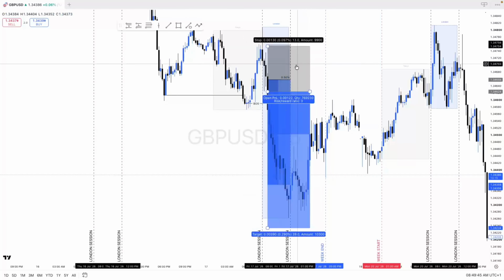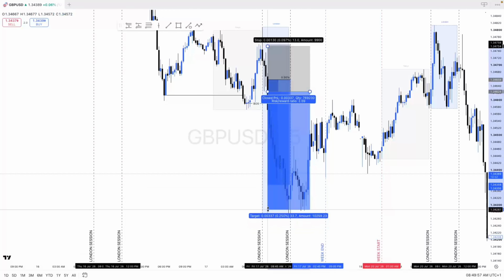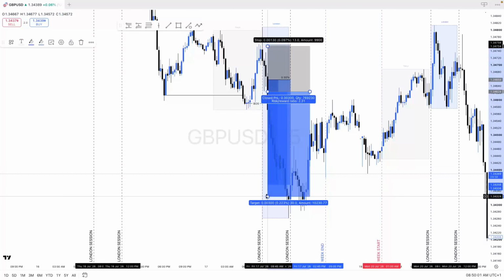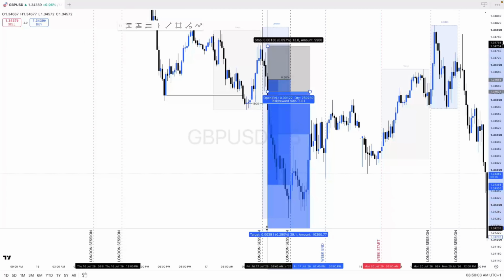Because I'm risking 13 pips. So if I want to make sure I gain exactly 3R, I have to target 39 pips, unless I target 30 pips, which then doesn't give me a 3R, right? Gives me a 2.3. So if I was to risk the extra pips in stop loss, I'd have to target the extra pips in take profit.